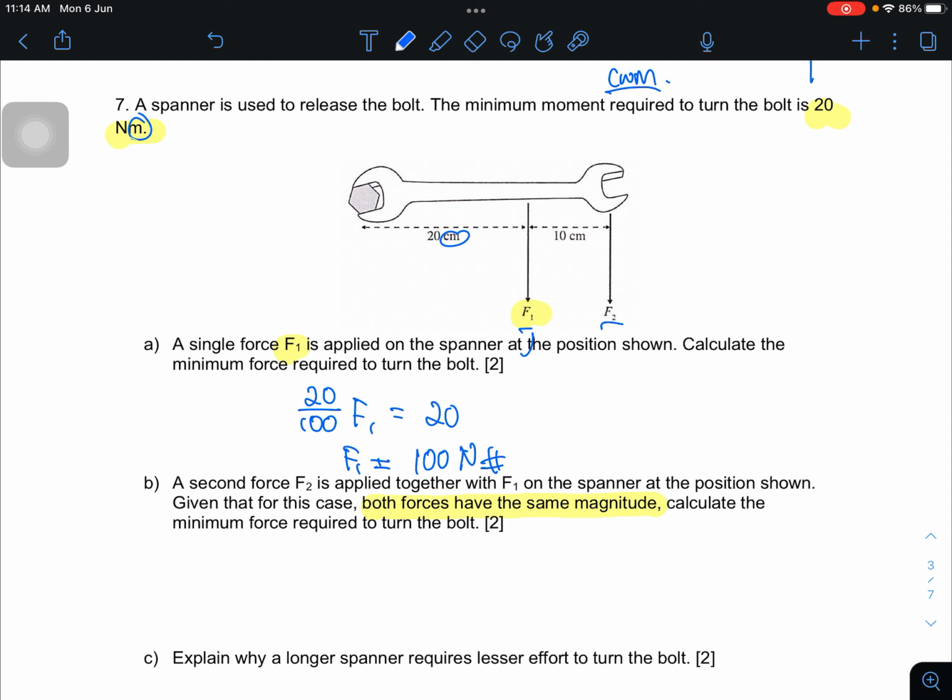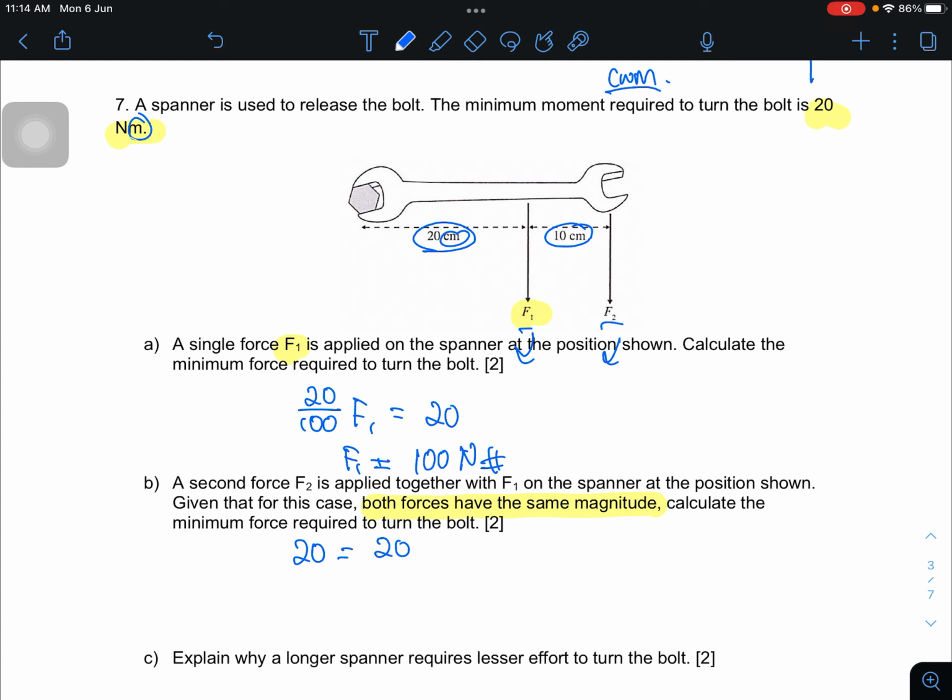Okay, so in this case, I have two forces, and these two forces are giving me clockwise moment. So I can add them up, right? What is the force needed then? Let's do it. To turn it, I need 20 Newton meter. So I have F1. Remember, everything I must convert to meters. But my F2 distance is not 10 cm, my F2 distance is 30 cm. That one you need to be very, very careful.